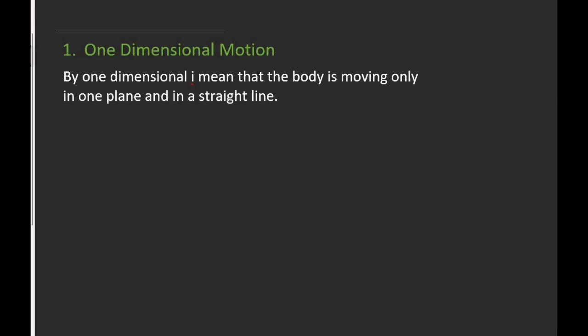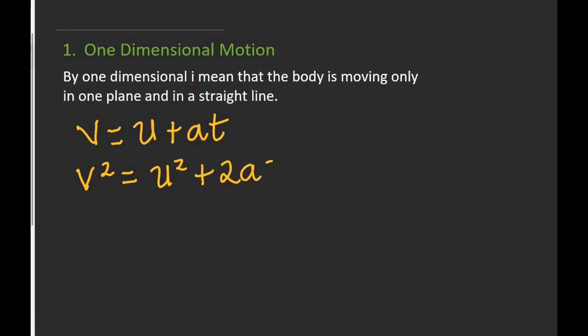You are quite familiar with these equations. We call them equations of motion. The first one is V, which stands for final velocity, equal to U, the initial velocity, plus AT, that's acceleration times time. I'm sure you've seen this before. The next one is V squared equal to U squared plus 2AS. You know the meaning of V, the U, the A, and the S.